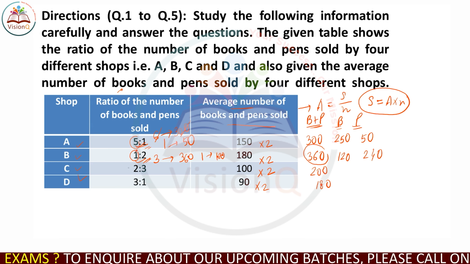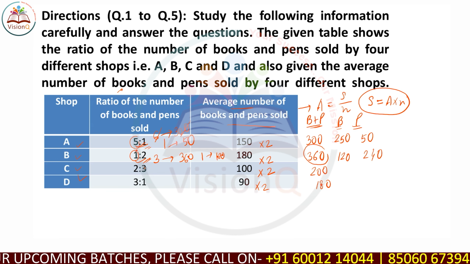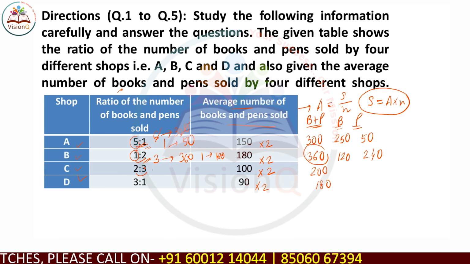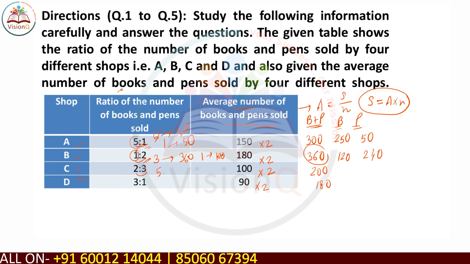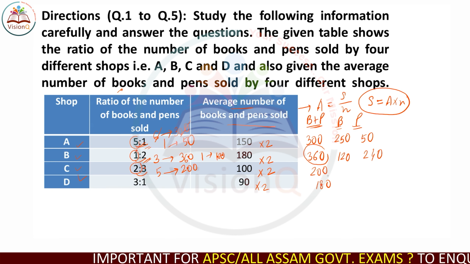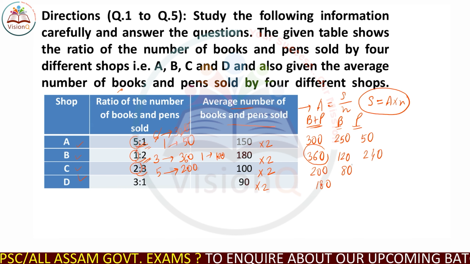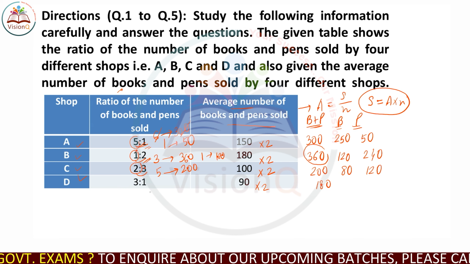Next come to shop C. The total as per ratio is 2 plus 3, which is 5. And I have just found out the total number of books and pens sold by shop C is 200. So if 5 is 200, then 1 is 40. If 1 is 40, 2 will be 2 into 40, which is 80. And 3 represents 3 into 40, which is 120.